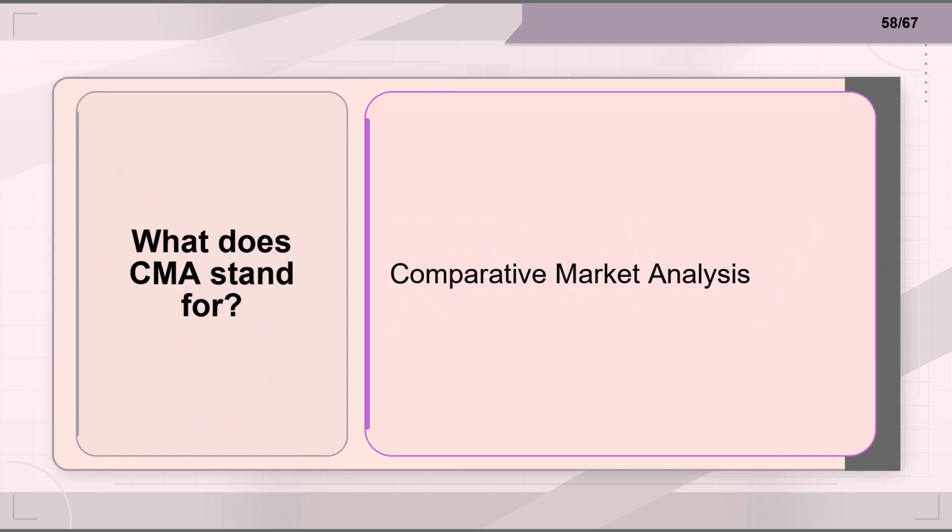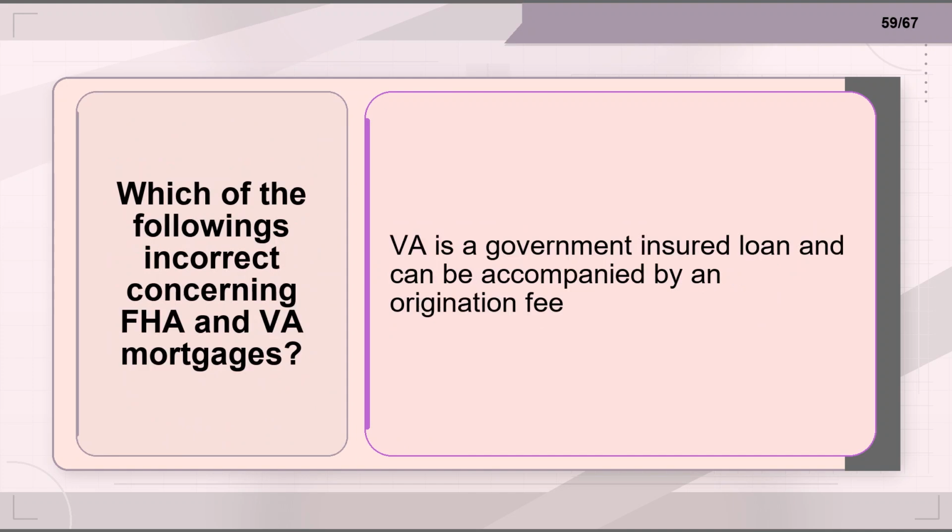Flashcard 58. Term: what does CMA stand for? Definition: comparative market analysis. Flashcard 59. Term: which of the following is incorrect concerning FHA and VA mortgages? Definition: VA is a government-insured loan and can be accompanied by an origination fee.